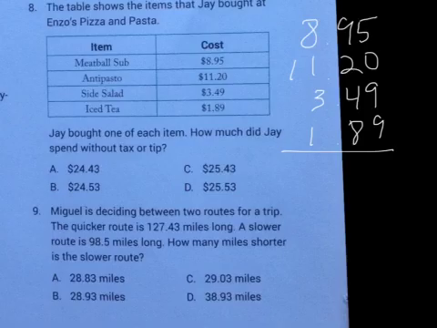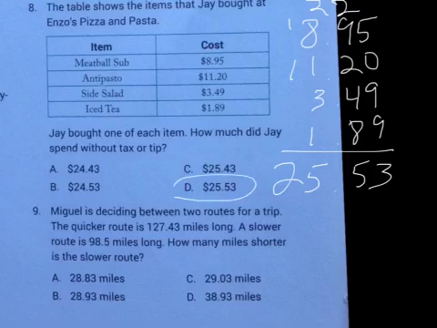We'll say 9 plus 9 is 18, plus 5 more is going to be 23. And then we'll go ahead and say 9 plus 2 is 11, plus 4 more is 15, plus 5 is 23, plus 2 more is 25. We'll say 2 plus 8 is 10, plus 1 more is 11, plus 3 more is 14, plus 1 more is 15. 1 plus 1 is 2. So our answer is $25.53, which is good.